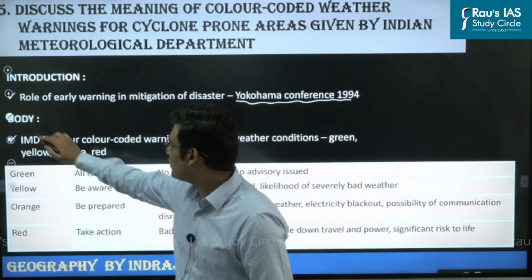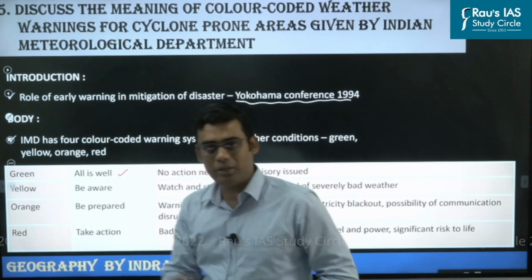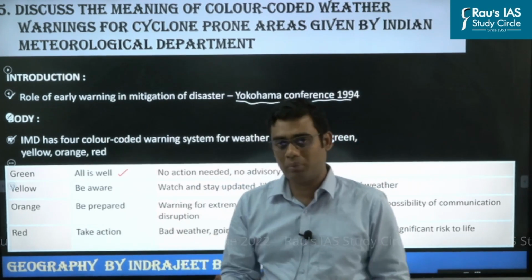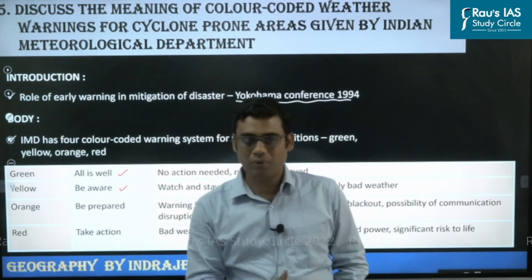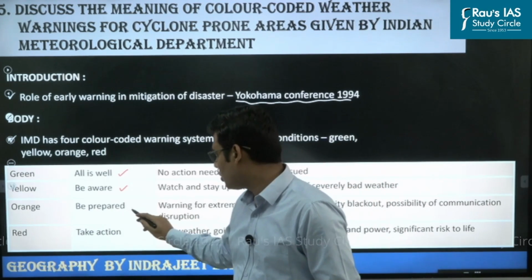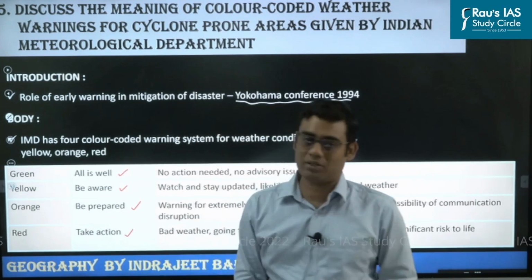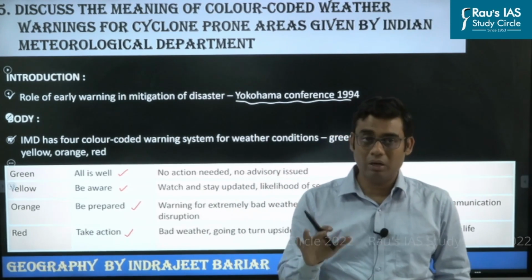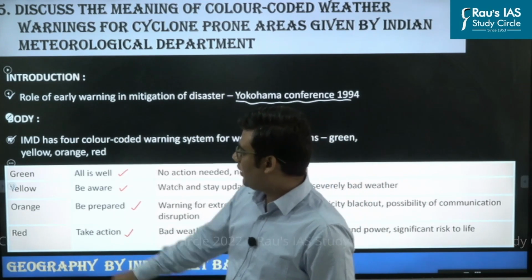So in this case, what can be seen is green: all is well, no action needed. Yellow means as of now the weather is okay, but weather may turn bad, so be aware. Orange is where there is a warning for bad weather, and so you should be prepared for it. But red is where you have to take some action, because this is where there is a risk to lives. So these are the 4 color codes that are used by IMD.